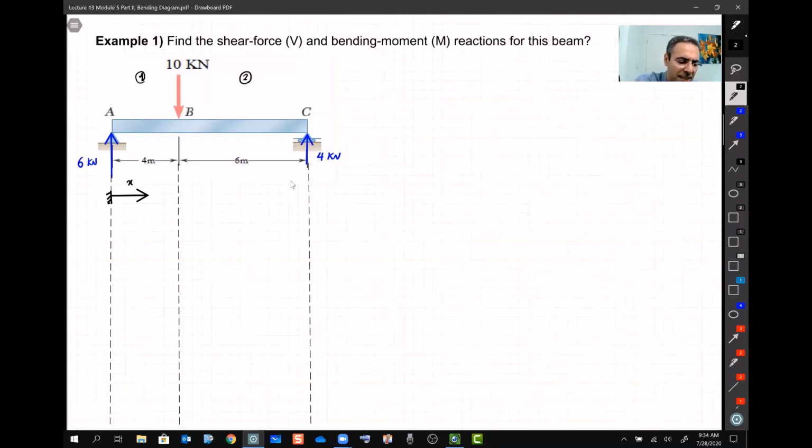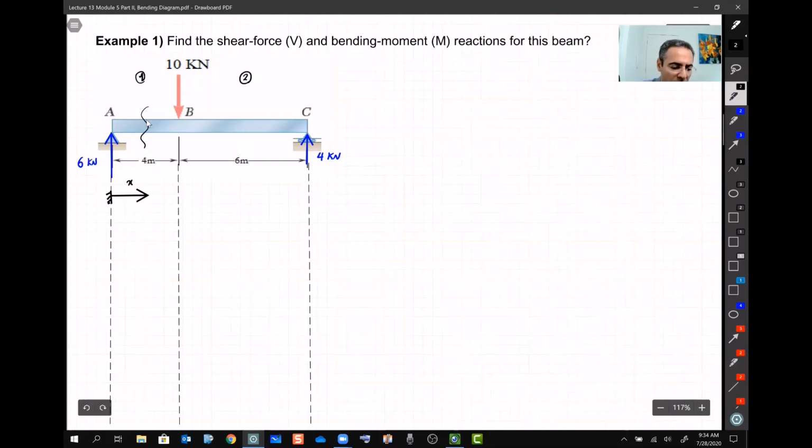And then the next step is I just cross the beam for region 1, somewhere in the middle. Not exactly in the middle, somewhere there. We don't care, because we say the parameter x, right? x can be any number. It can be 1 meter, 2 meters, 3 meters, as long as it is between A and B.